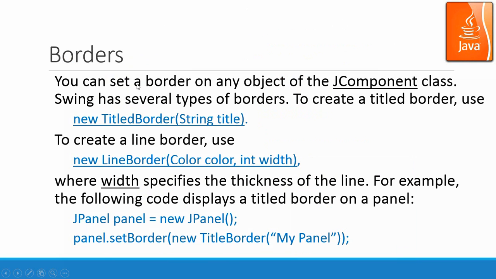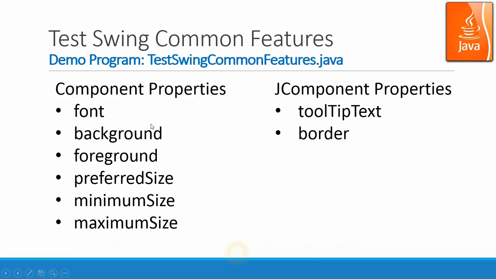For borders, you can set a border on any object of the JComponent class. Swing has several types of borders. To create a titled border, use new TitledBorder with the string. By doing this, you will have a border with a certain name on it for a certain button or component. And you can also create a line border with a certain color and width, where width specifies the thickness of the line. For example, the following code displays a titled border on a panel. You have a panel, and you create a titled border from the BorderFactory class, and put the name myPanel over there, and set it as the panel's border.